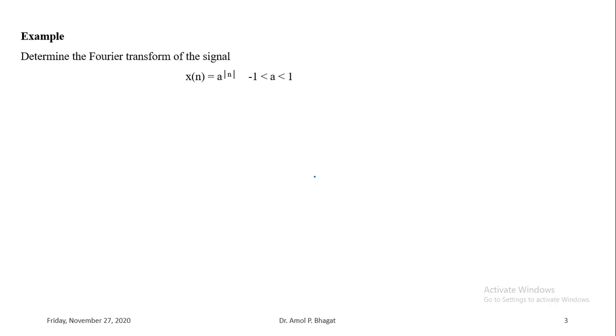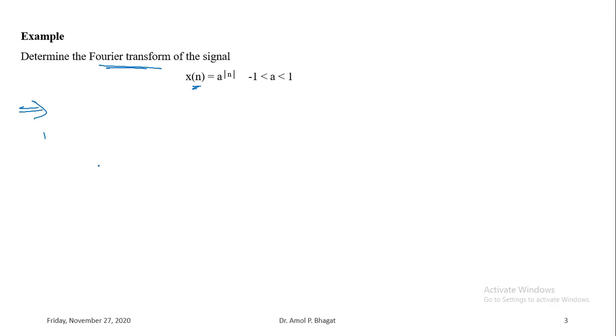Here we have to determine the Fourier transform of the given signal x of n equals a to the power mod n, where a is between -1 and 1, that means it can have any value in this range. It may be 0.24 or 0.1 or 0.9 and so on. This given input signal x of n can be represented as two different signals x1 of n and x2 of n. So how can we represent it?